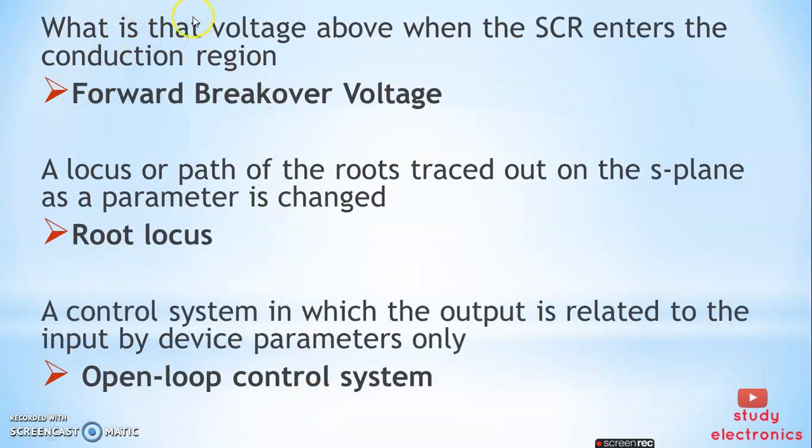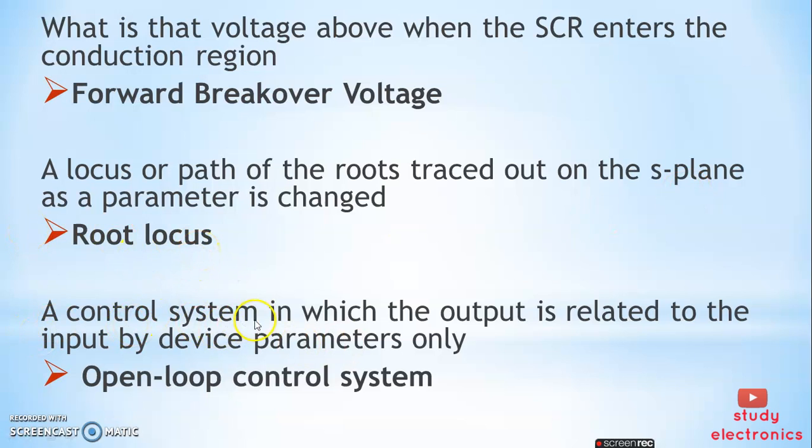Next question. What is that voltage above which the SCR enters the conduction region? Forward breakover voltage. So, this is the voltage when SCR enters the conduction region, forward breakover voltage. Next question. A locus or path of the roots traced out on the S-plane as a parameter is changed is called root locus. That is, the locus or path of roots traced out on the S-plane is by root locus.